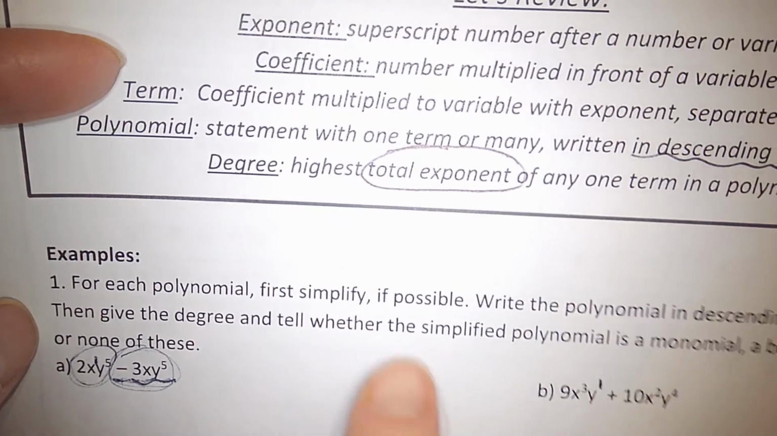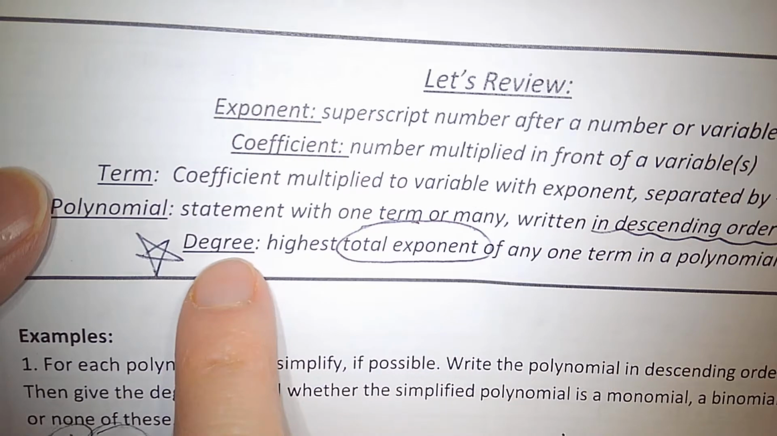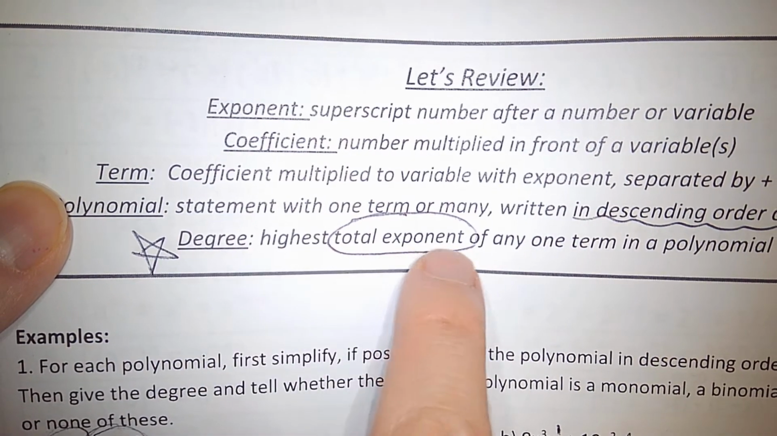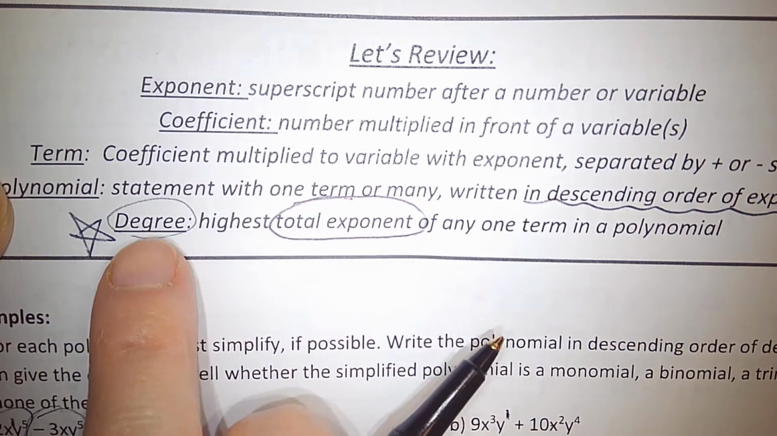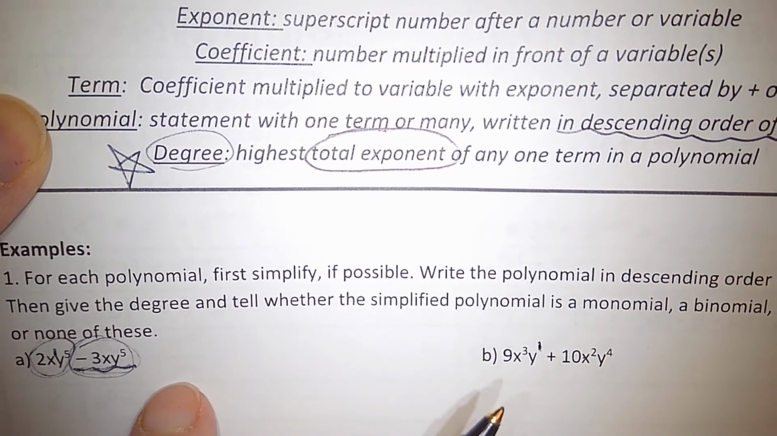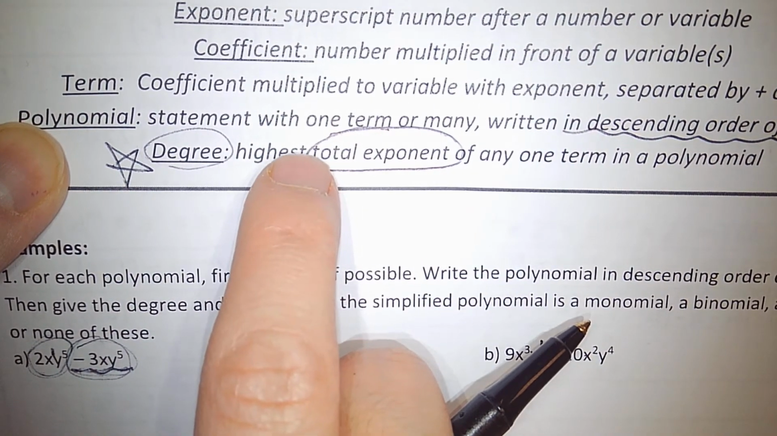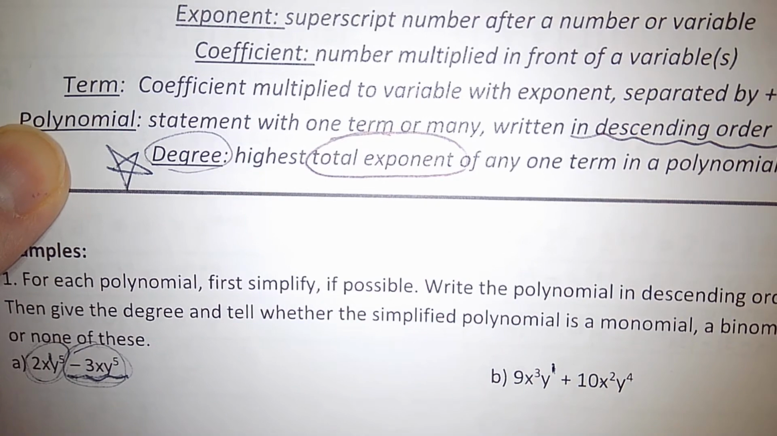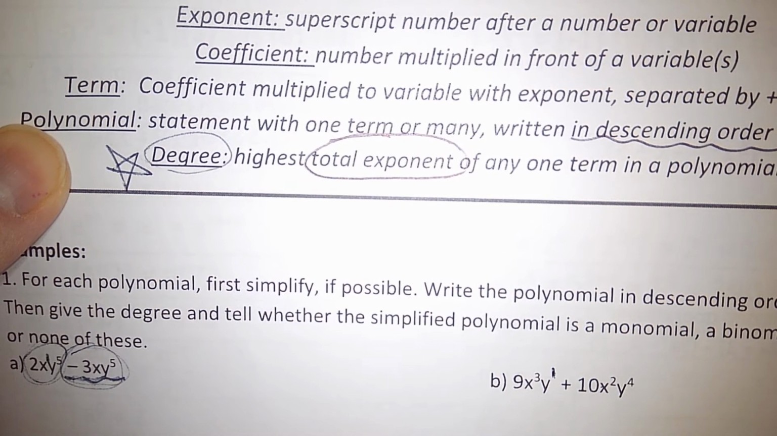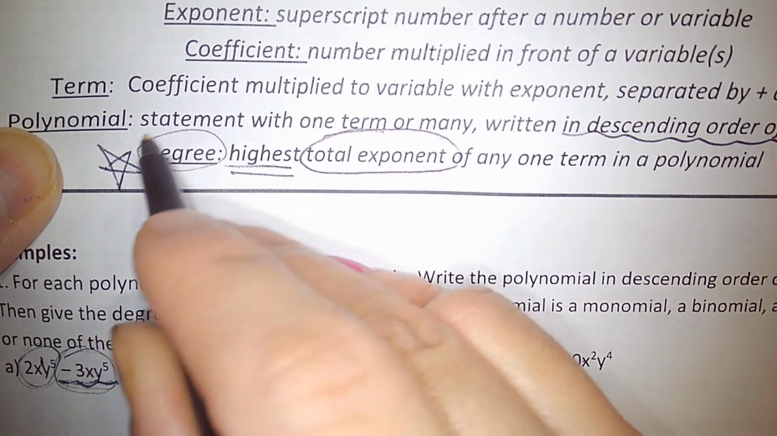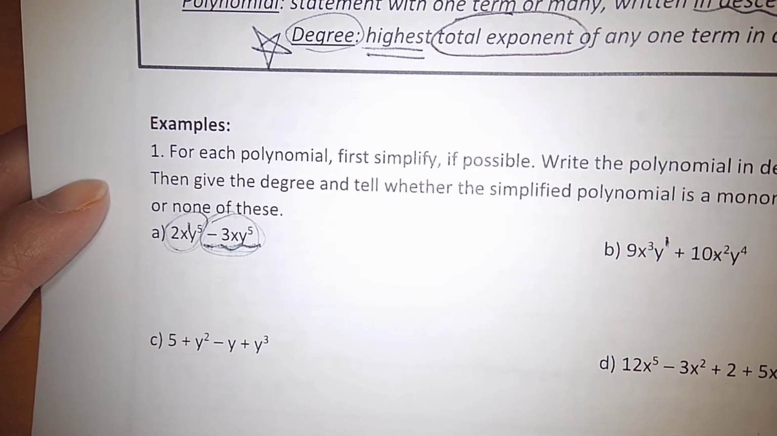Okay, very good. So here, this degree, just now we didn't mention this clearly, so I just want to repeat it. Degree is the highest total exponent of any one term in a polynomial. So when we talk about degree, we talk about the degree for the entire polynomial. What is the degree for the entire polynomial? The highest degree from one term. So the highest total exponent from one term in the polynomial is going to be the degree for the entire polynomial. Alright, so let's answer the questions.